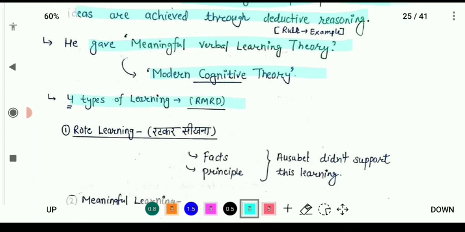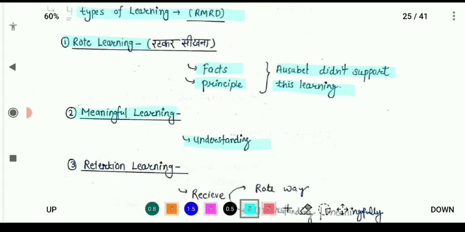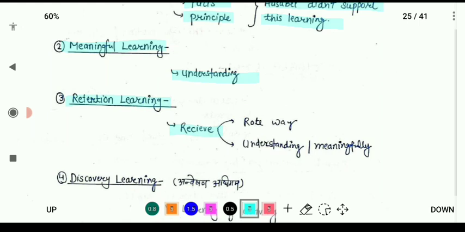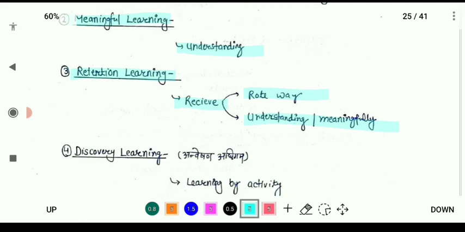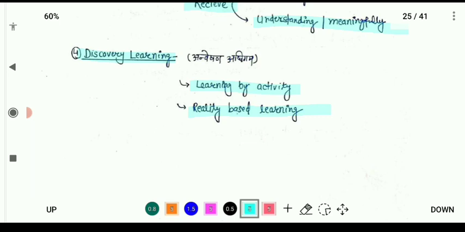There are 4 types of learning. Rote learning means simply memorizing facts and principles. Ausubel did not support this learning. Meaningful learning is understanding. Retention learning is reviewing, either in a rote way or with understanding and meaningfully. It's like remembering next time also. Reception learning, discovery learning, learning by activity, and self-paced learning.